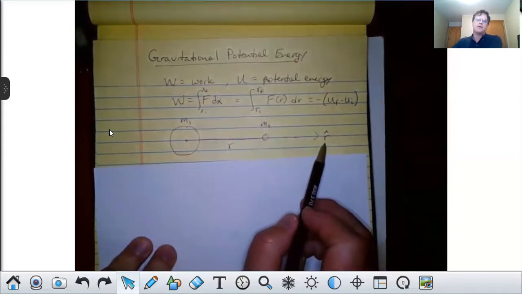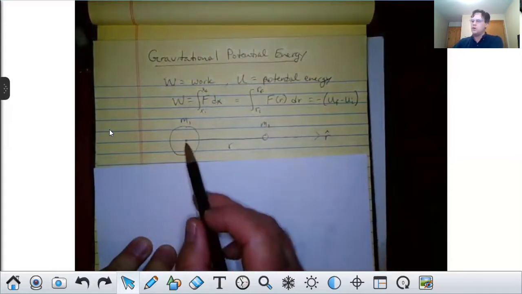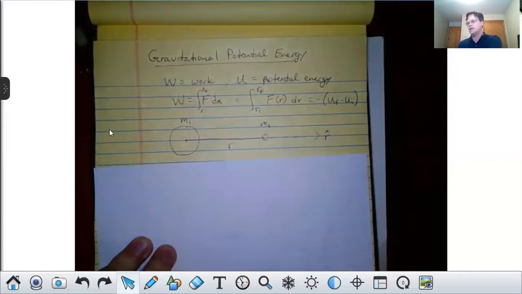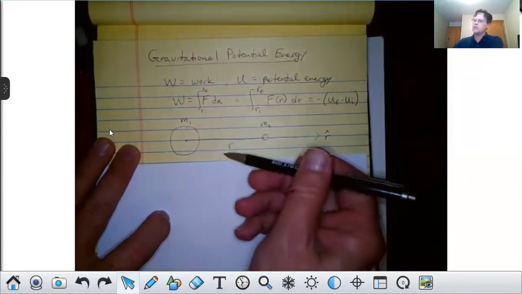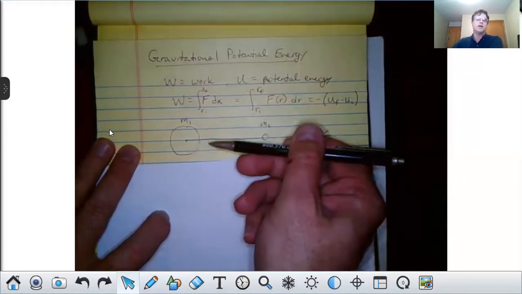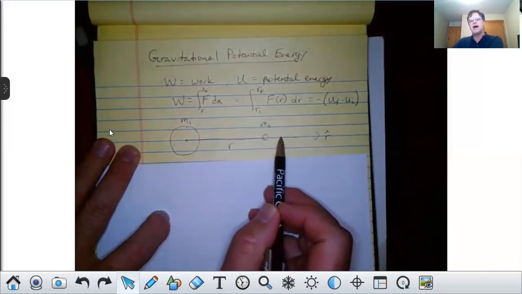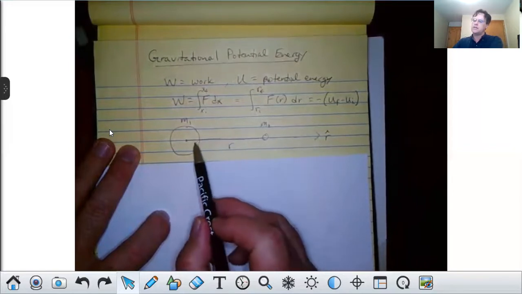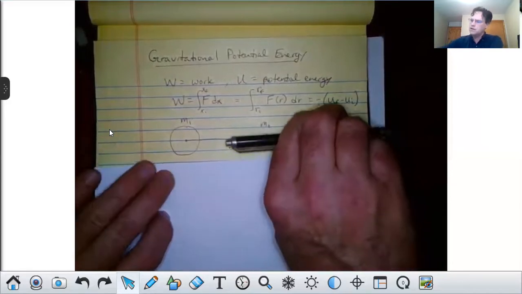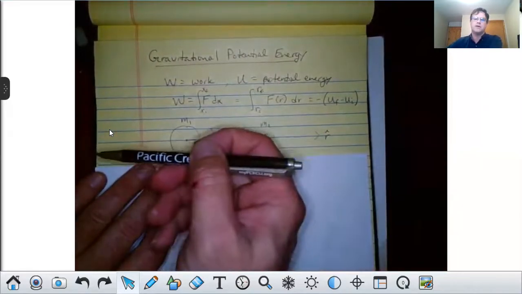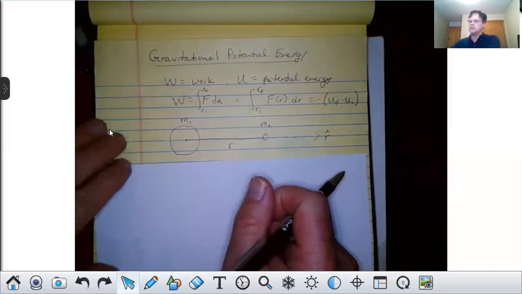Now this r hat over here just reminds me that r is positive going outward from mass 1. And that has an important effect on the work. Since the force is attractive, it's pointing in the direction of negative r. So if I try to move this mass outward, the work done by gravity, the attraction to m1, will actually be negative, because you're going opposite the way the force is acting. Your displacement and your force are in opposite directions.